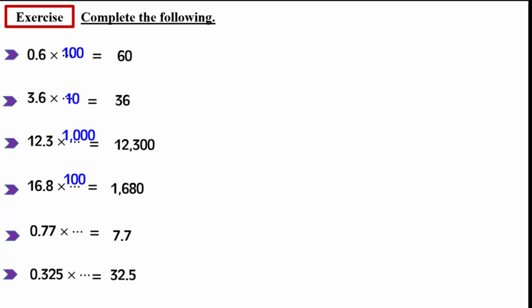0.77 equals 7.7. Just move the decimal point here one decimal place. One decimal place times what? Yes, times 10.